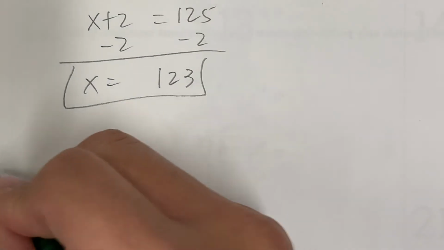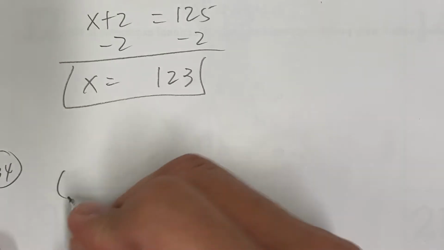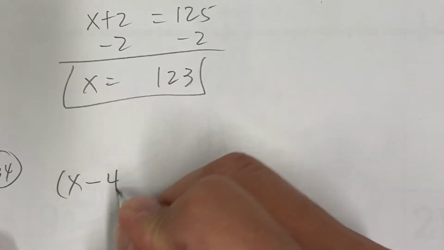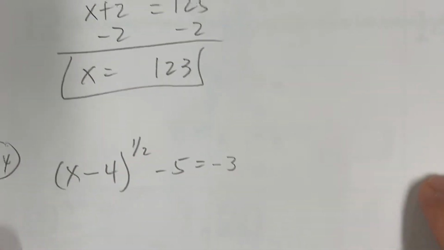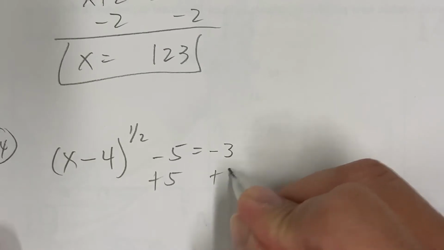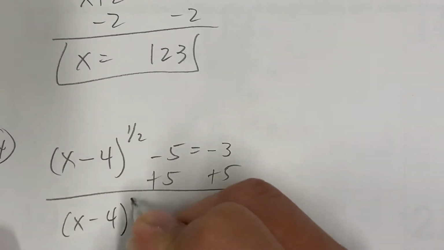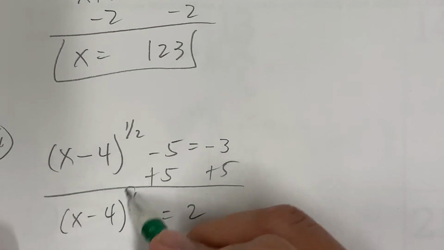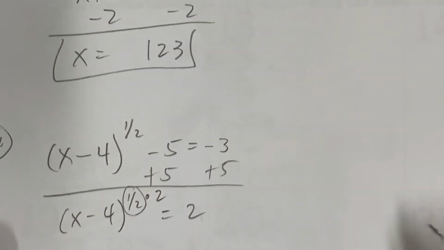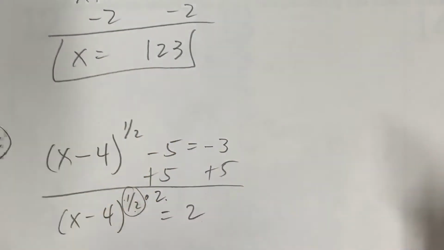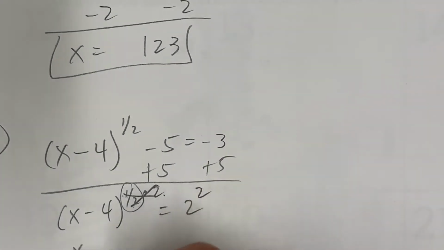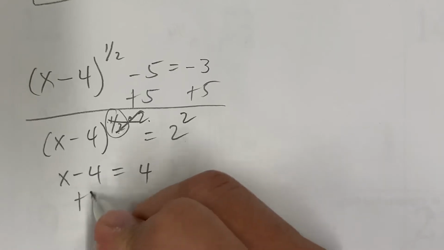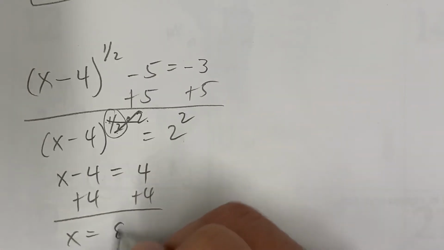Another possible one that you need to know is, let's say, x minus 4 to the 1/2 minus 5 is equal to, let's say, negative 3. Here you're going to add 5 first, add 5 there. So x minus 4 to the 1/2 is equal to 2. And then for the 1/2 there, you have to multiply it by 2, because 1/2 times 2 is 1. Because if you have 2 50 cents, that becomes $1, right? So you have to square it also here. So this will be gone. What's left is x minus 4 is equal to 4. Add 4 on each side. That will give you x equal to 8.